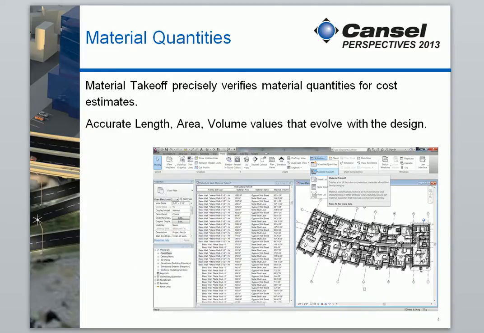We can also make material quantities. These will allow you to bring the area or volume or length of objects and show them in a tabular view. This can be a great feature when you're looking to find out the quantity of concrete in your model or the number of sheets of wallboard that you require.